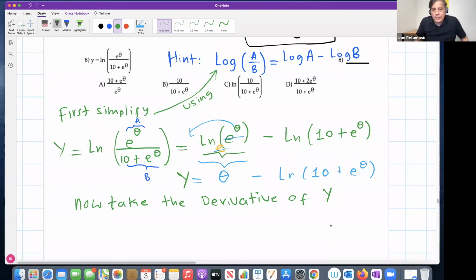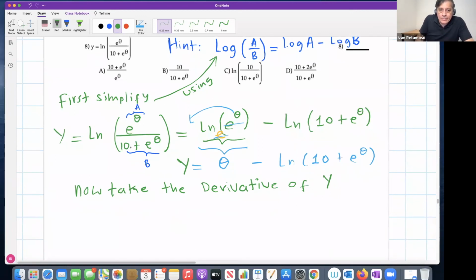Okay, let's try to do it together. It's very tricky. So you simplify first this way: the natural log of e to the theta, having as a base e, is just theta, because remember the natural log is always the exponent. If you pull out the exponent, natural log of e is just 1, and 1 times theta is theta. So this is theta. This part stays like that.